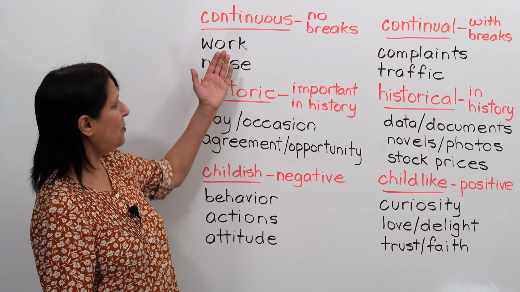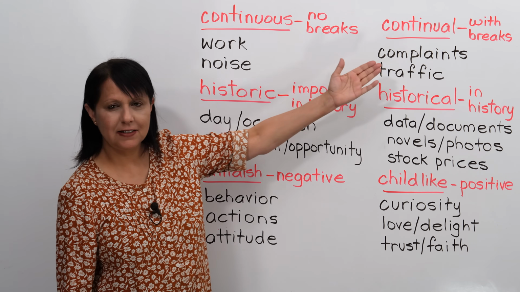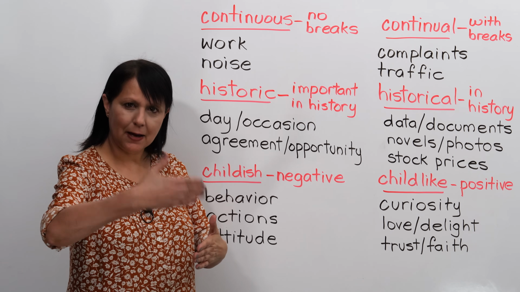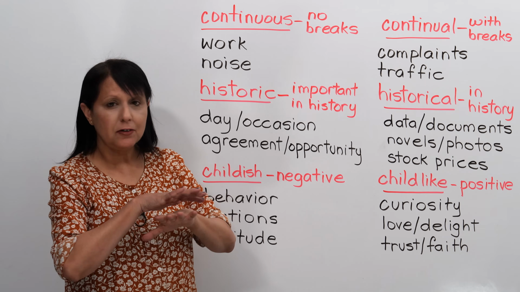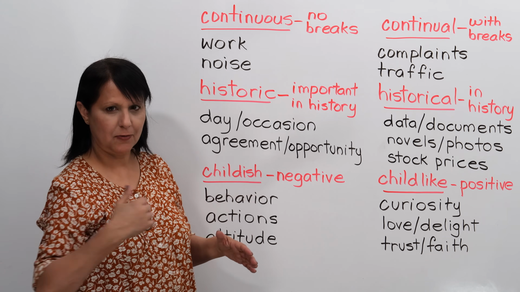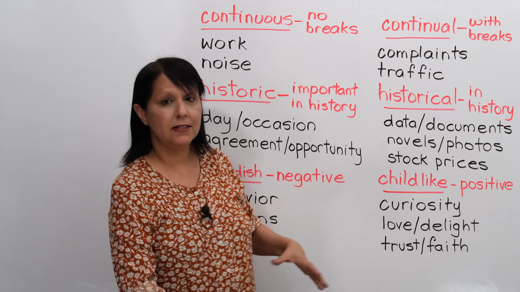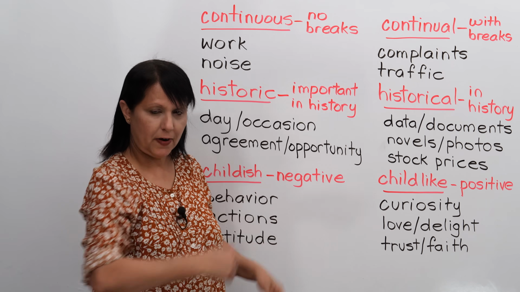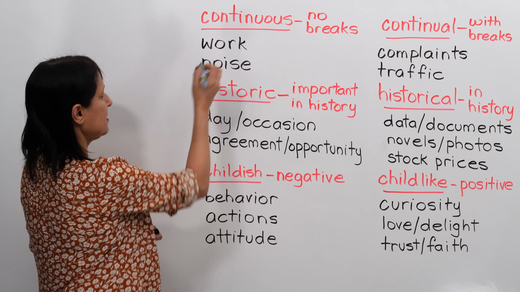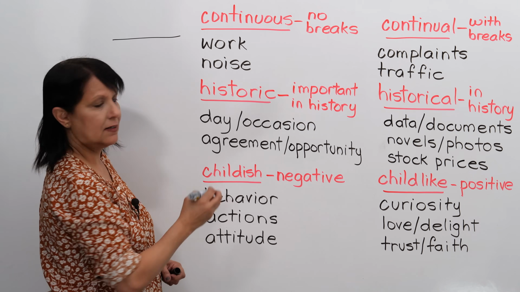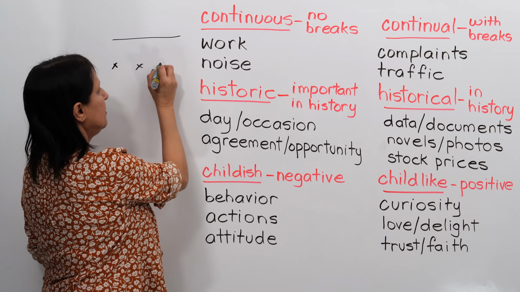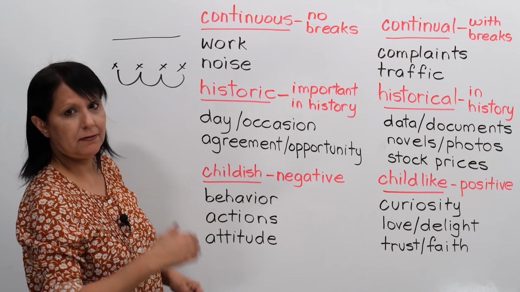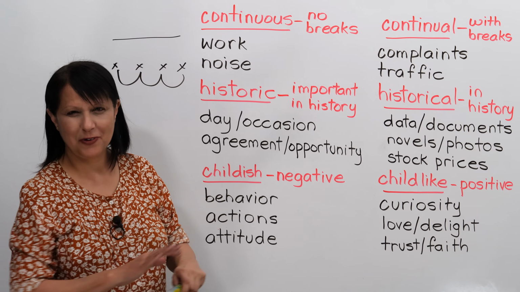All right, so now we have continuous and continual. So continuous, as we mentioned earlier, is when something keeps happening or repeats, but there are no breaks. It's continuous, okay? This one is continual. So it keeps happening, but there are breaks, all right? So if I were to draw it for you, I would say continuous is like this, and the continual one will be like this, okay? So it keeps happening, but here with breaks and here without any breaks.